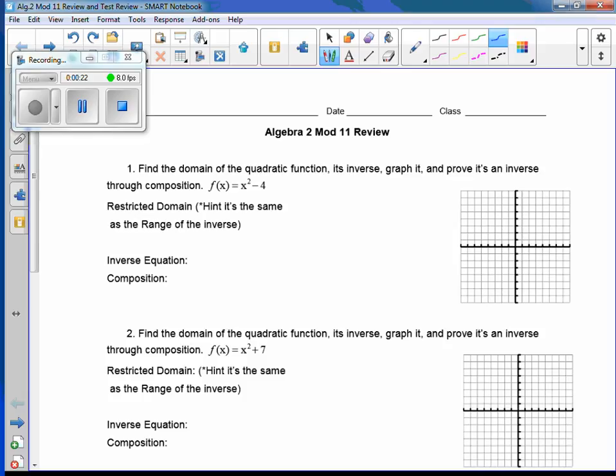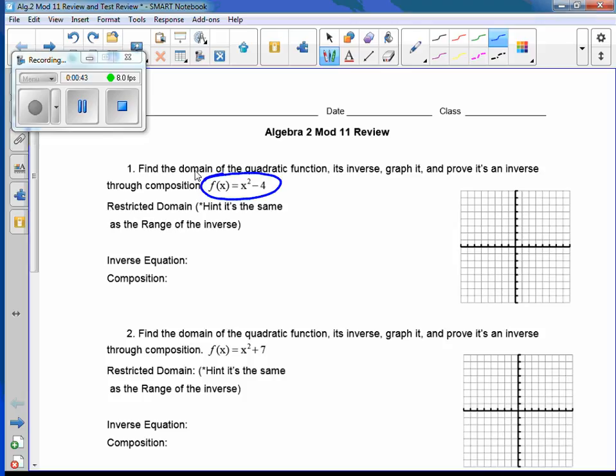So this is going to be Monday's lesson, all right? When you guys come back from spring break, and this is just a review over Module 11 out of your textbook. Okay, so let's go ahead and get started. On number 1, it says find the domain of the quadratic function, its inverse, graph it, and prove it's an inverse through composition. Okay, so here's our first function right here.